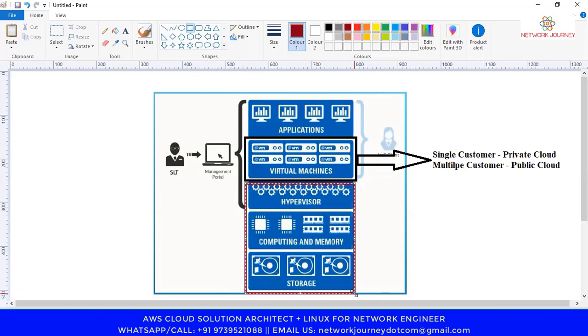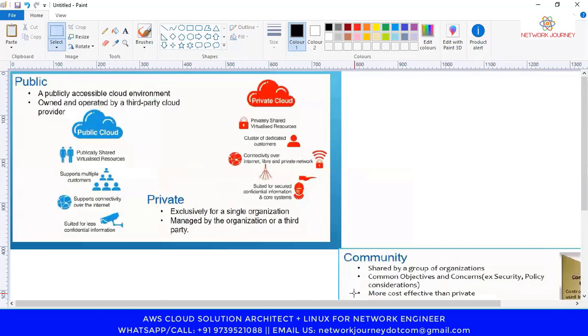So that is what I summarize as the advantages. If you go for public cloud, it is a publicly accessible cloud environment owned and operated by a third-party cloud provider. It is nothing but AWS or Azure or GCP or whatever it is. So it is publicly shared virtualized resources, supports multiple customers, and supports connectivity over the internet. But actually it is secure only. The public cloud is secure, but comparing with the private cloud, it is less secure.